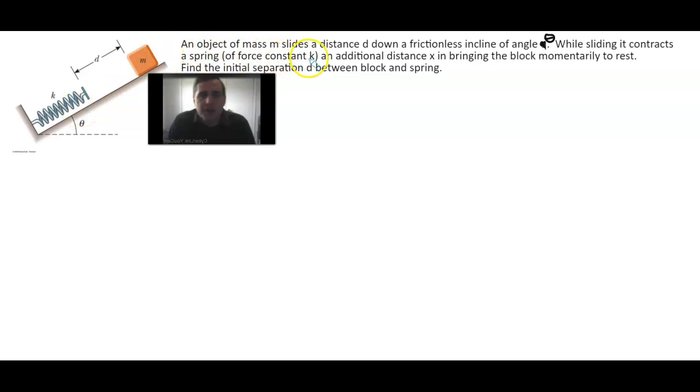Okay, so it's an object of mass m, slides down a frictionless incline. Now, we're not told that this mass has any kinetic energy, so let's go ahead and let it start at 0. So let's let the initial velocity here equal 0 meters per second. And let's also assume that the object only has gravitational potential energy.